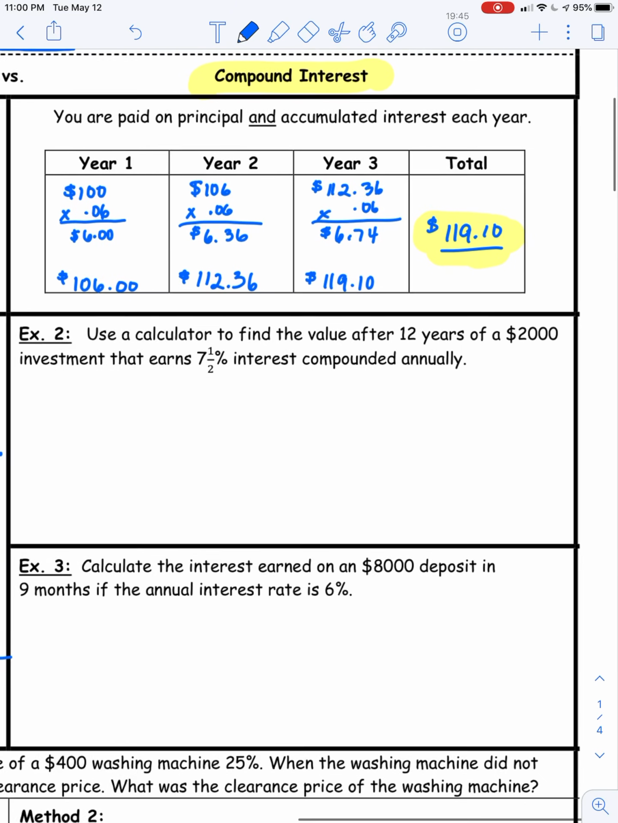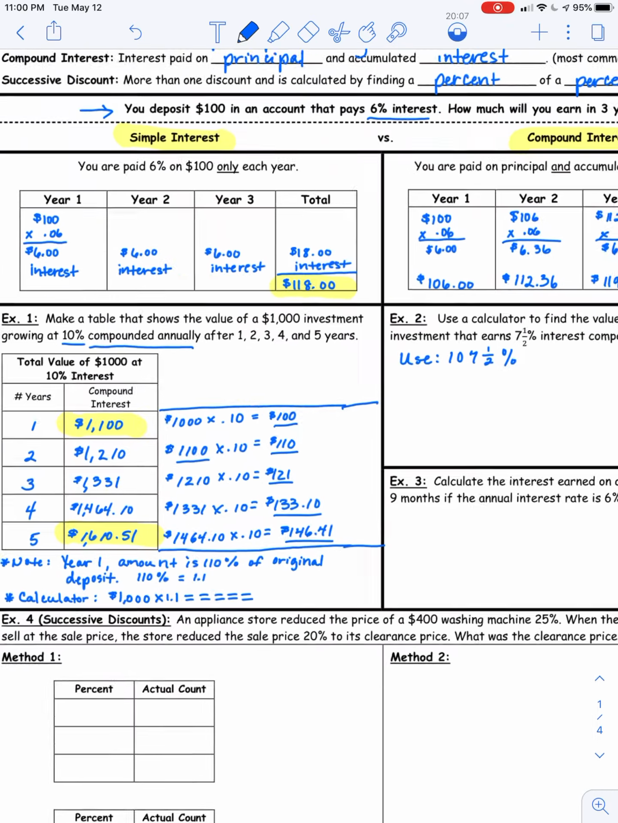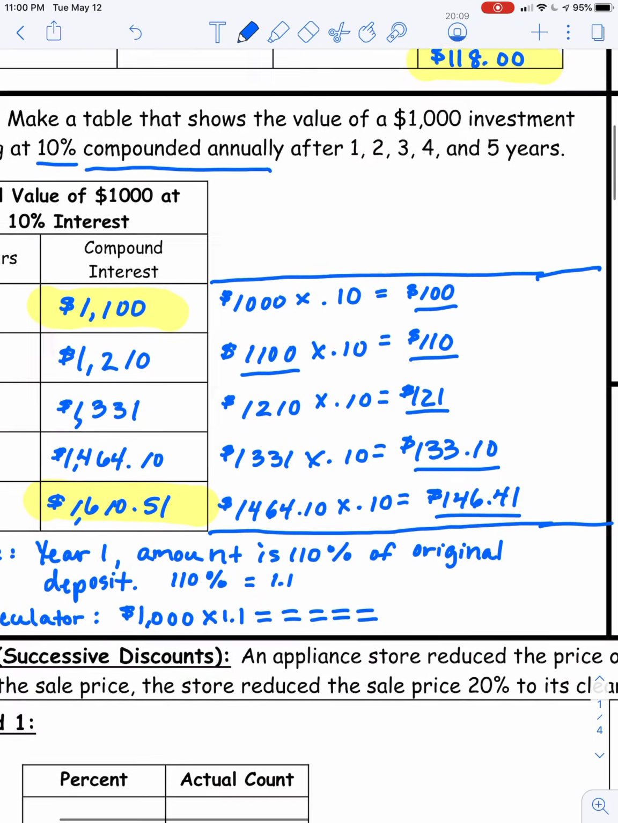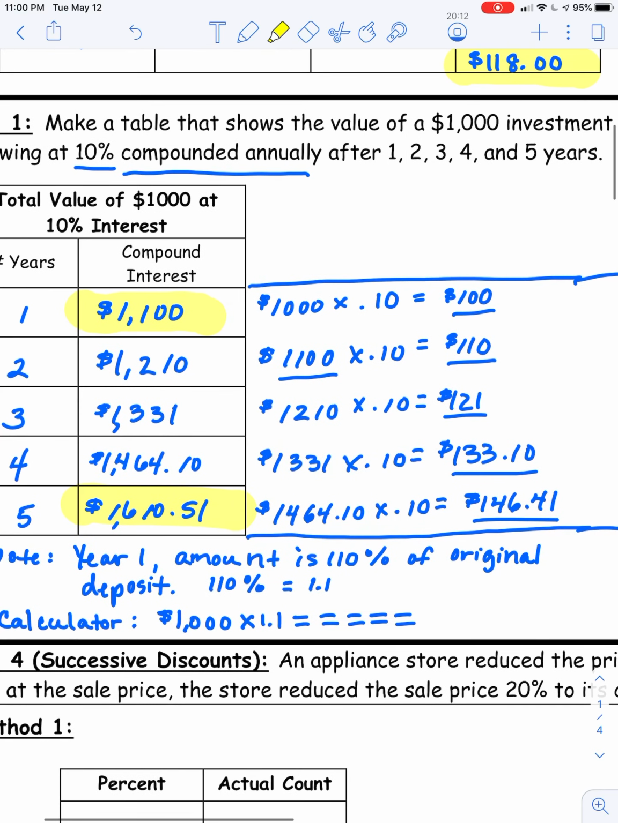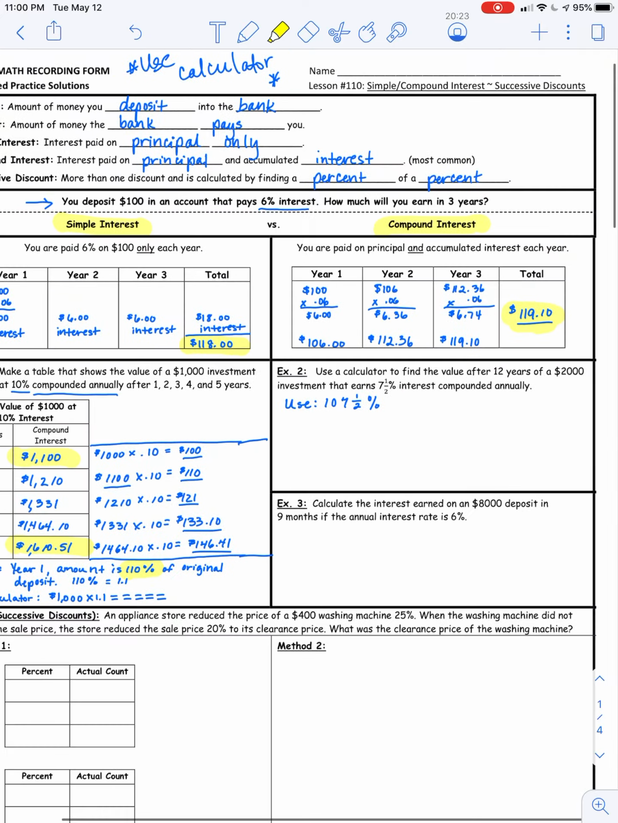We're going to use your calculator for this problem to find the value after 12 years of a $2,000 investment that earns 7.5% interest compounded annually. I want you to make a couple notes before you actually do this. So we're going to use 107.5%. Remember, right down here where I explained to you how we came up with 110%. That first year is 110%. So that's what it's increasing.